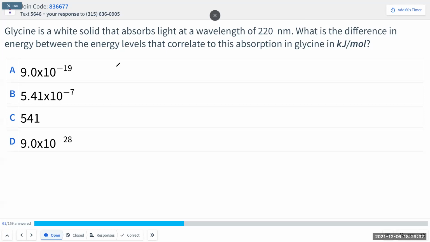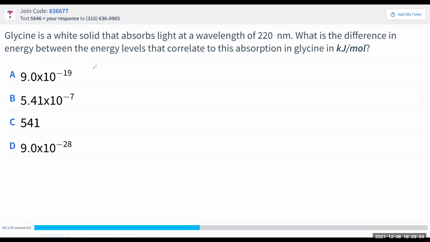Okay, so whenever we have to find the energy of a photon, the equation that should come to your mind is energy equals hc divided by the wavelength. Here we are given the wavelength, and we know Planck's constant h and the speed of light c. We just need to plug and chug to get the energy of this photon. So let's do that first.